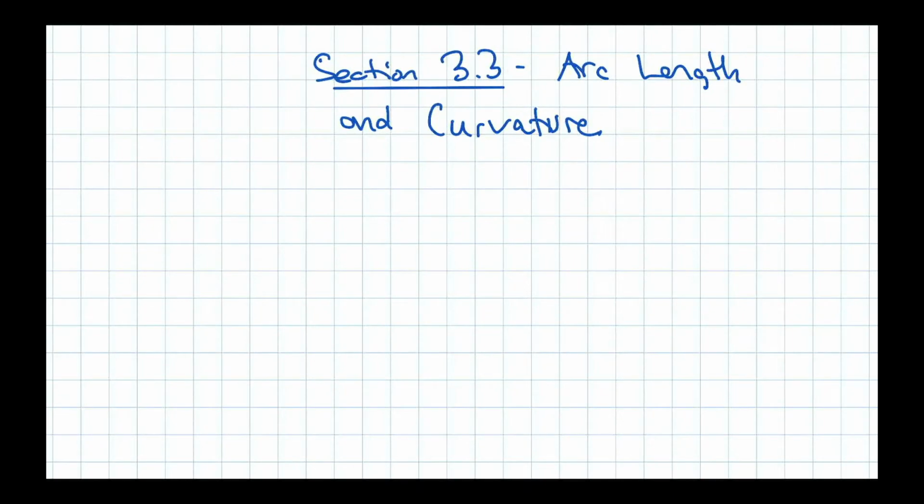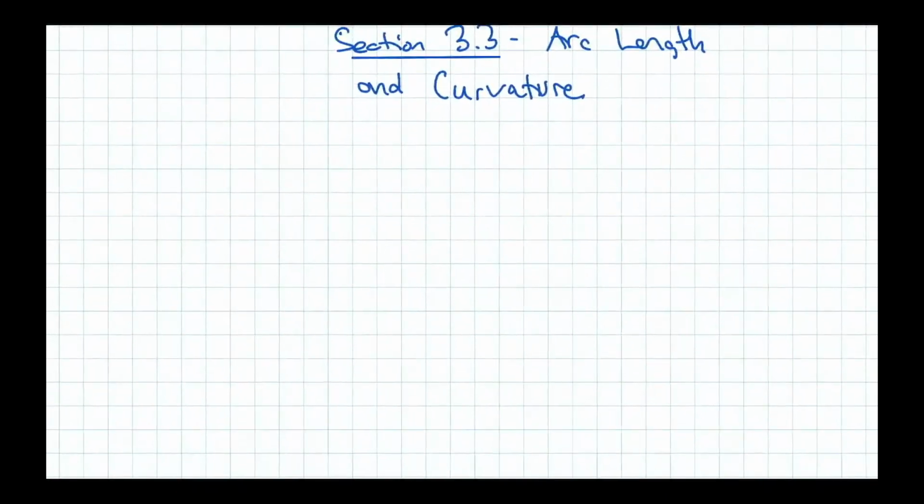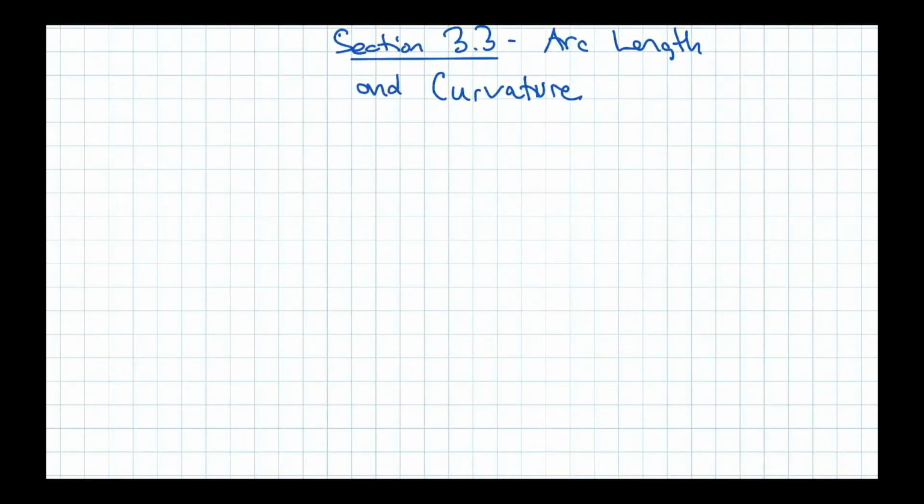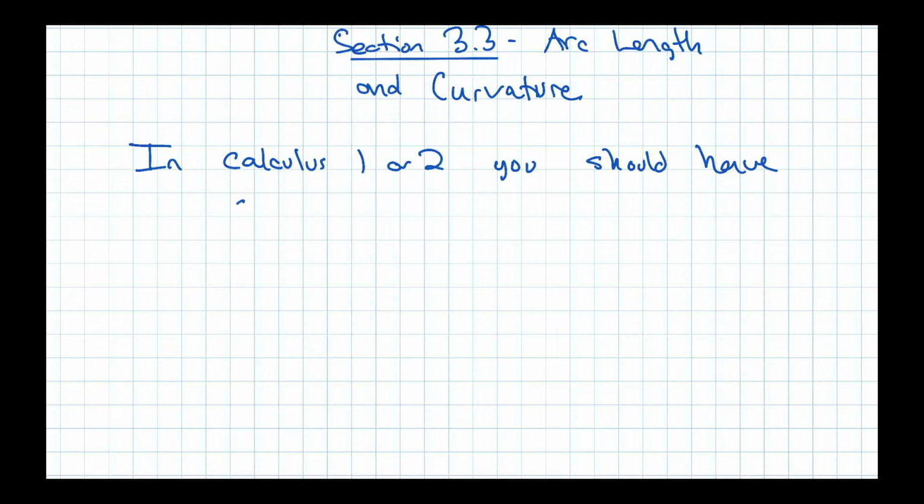And arc length is a topic that you should already be familiar with to some extent. Most Calculus 2 classes cover arc length, right? So in Calculus 1 or 2, you should have seen arc length, which is just the length of a piece of a curve.